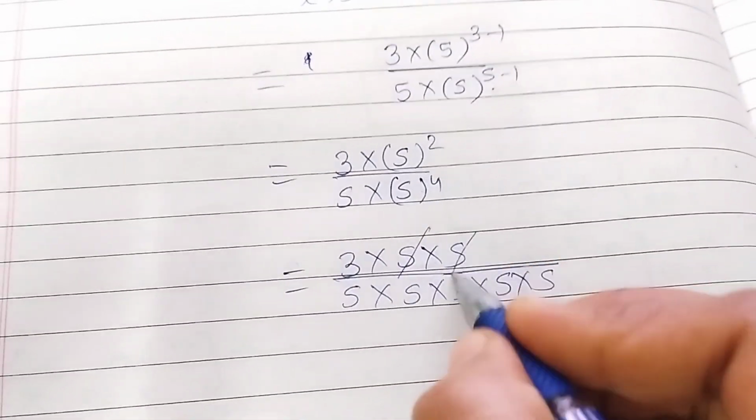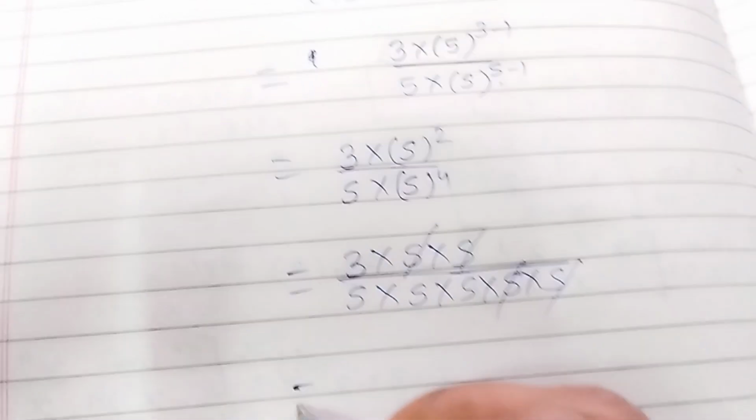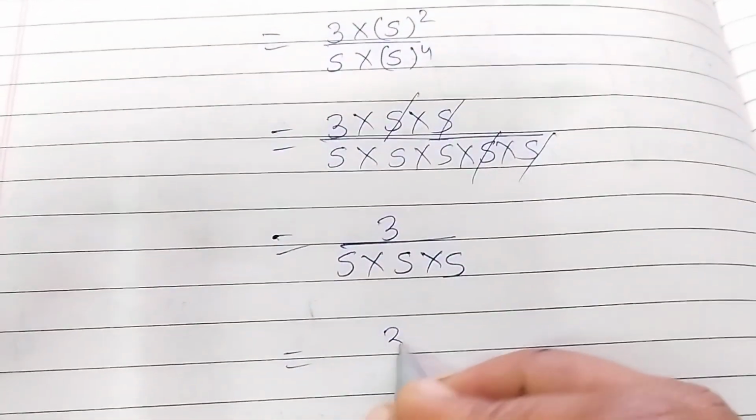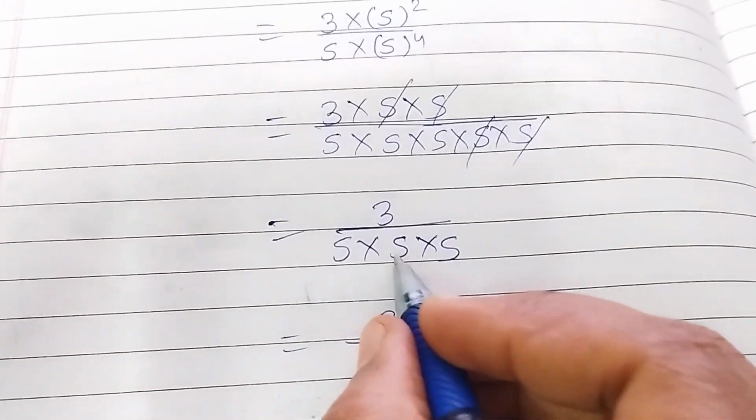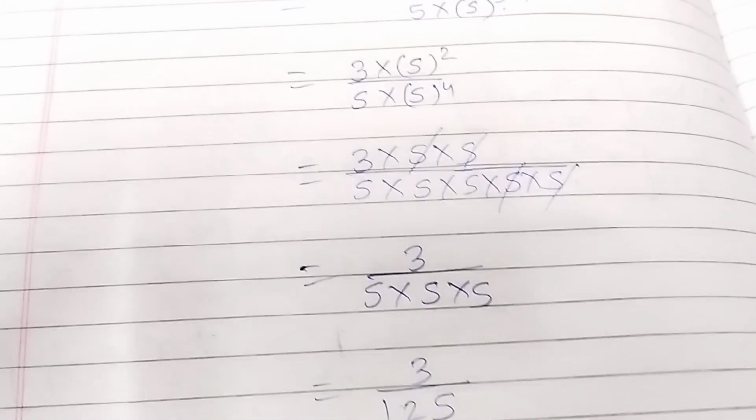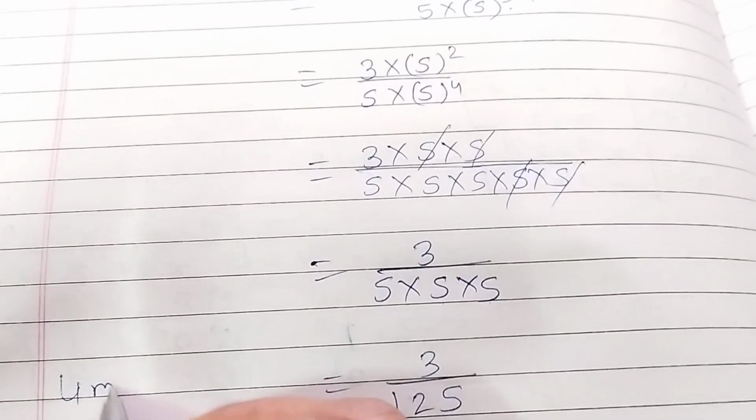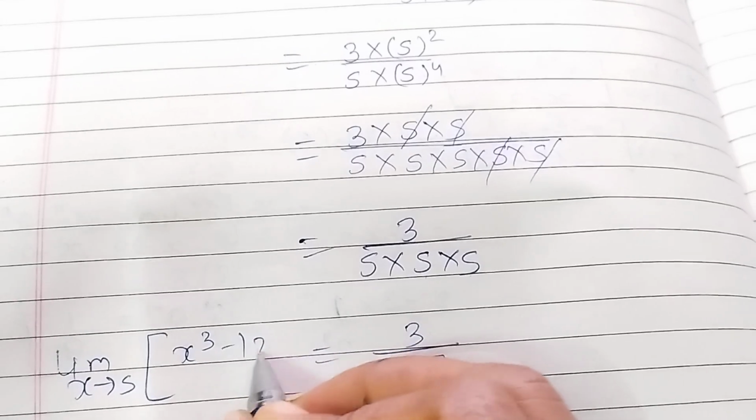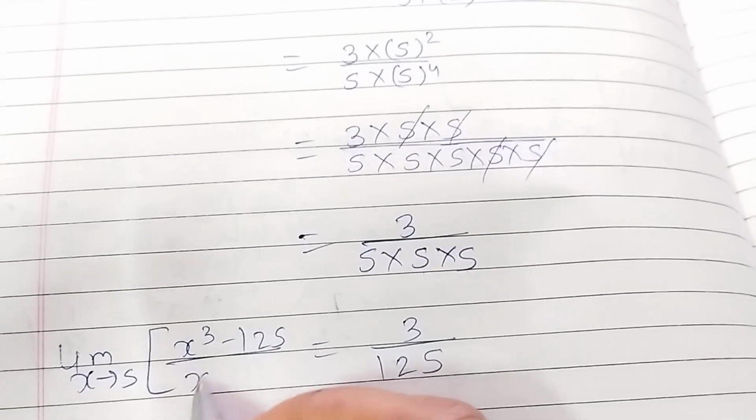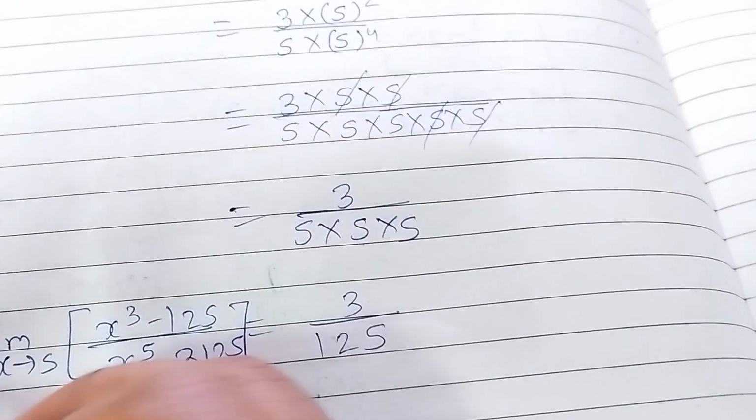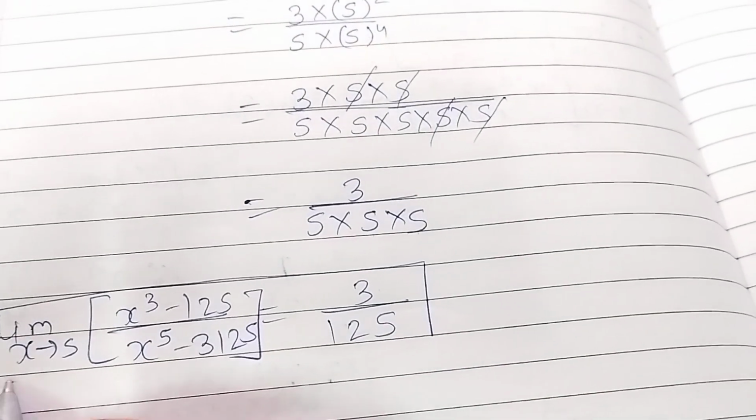So now 5 and 5 get cancelled, then write the remaining 3 upon 5 5 5. So first one, now 3 upon 5 5s are 25, 25 5s are 125. So this now your answer. क्या लिखेंगे? फर्स्ट वन, लिमिट x tends to 5 x cube minus 125 and upon x raised to 5 3125 and close the bracket. Now your final answer is 3 upon 125.